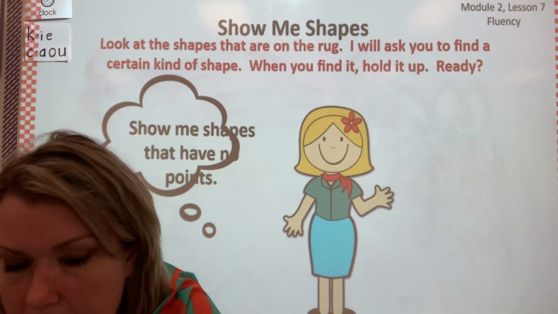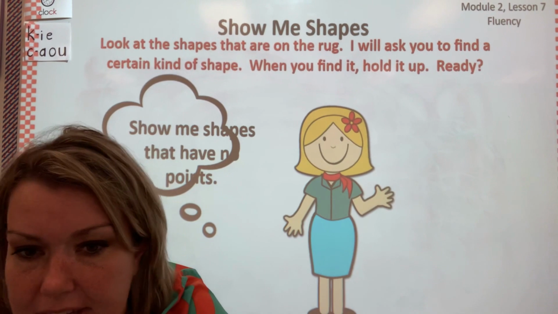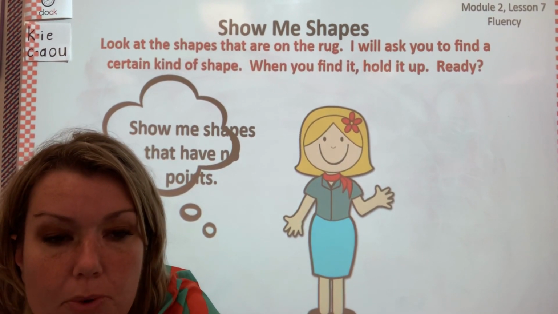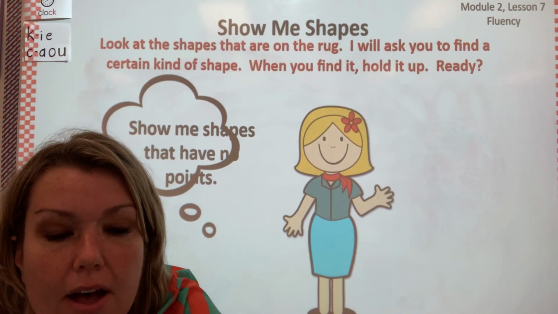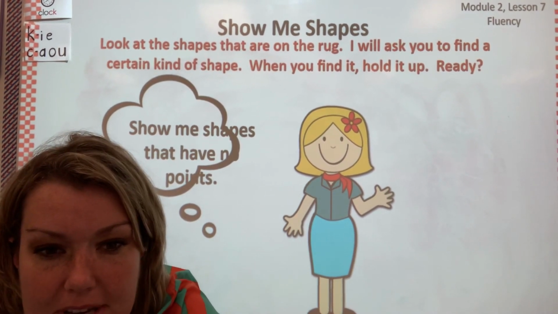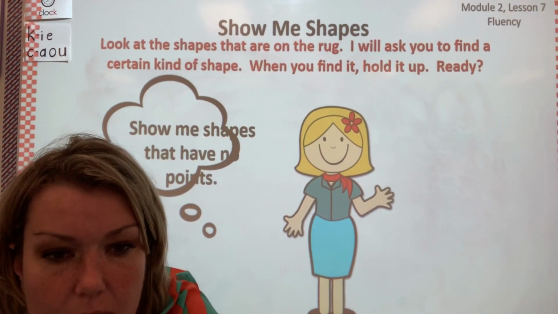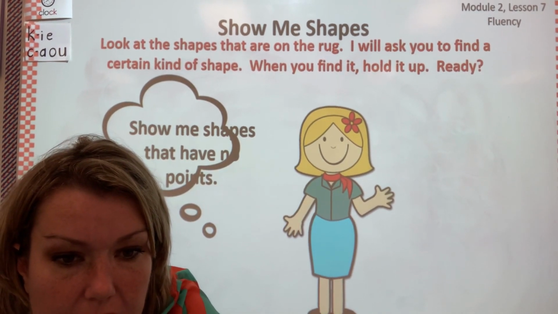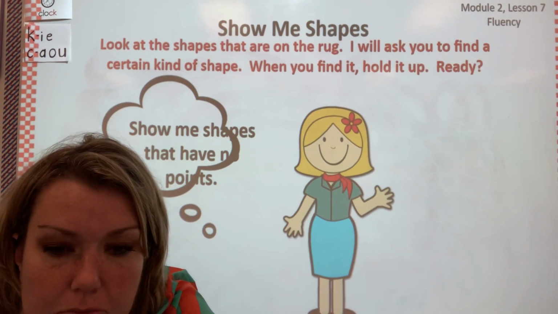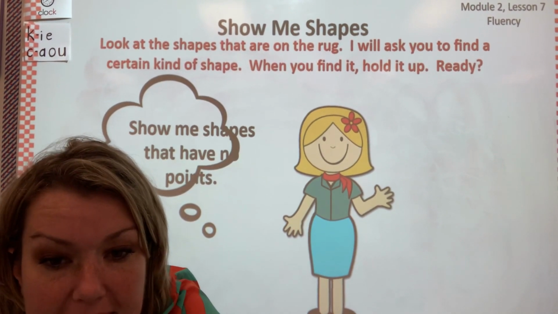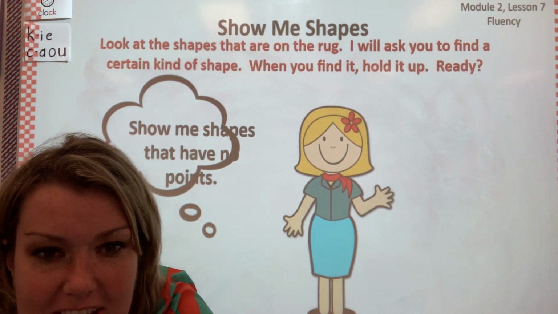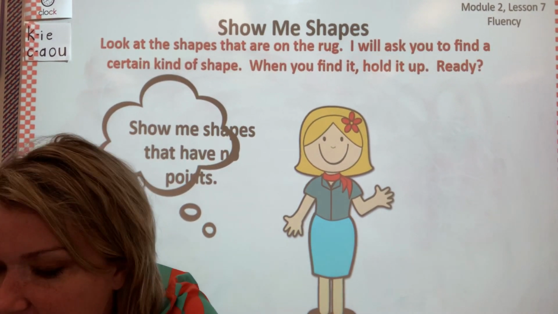Show me a shape that has no points. Or who can tell me? Or show me a shape with no points. Ooh, a glue stick has no points. Very good, that's a wheel of a car, Russell. Or not Russell, what is your name? Jonyan. And the eraser of a pencil has no points. Very good. Awesome, friends.